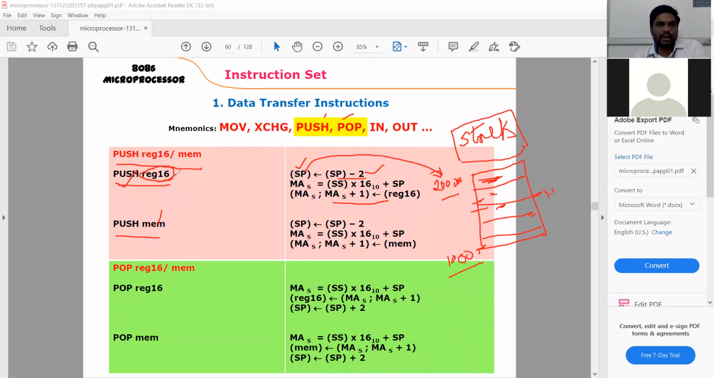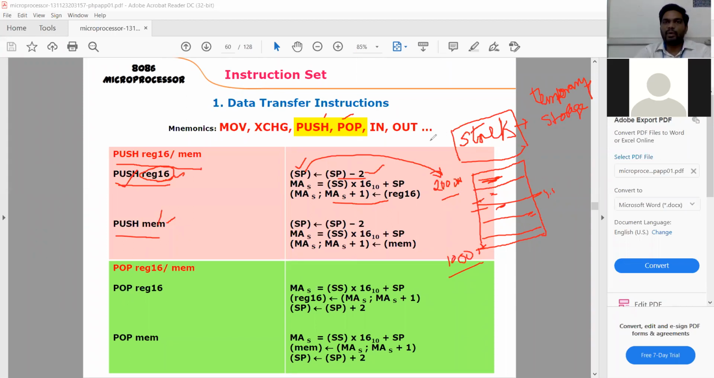So here generally the contents of a register or the contents of a memory location will be inserted into the stack. As I told you, the stack is generally used for temporary storage only. Generally we use this stack for temporary storage of data. This is not a permanent storage device.